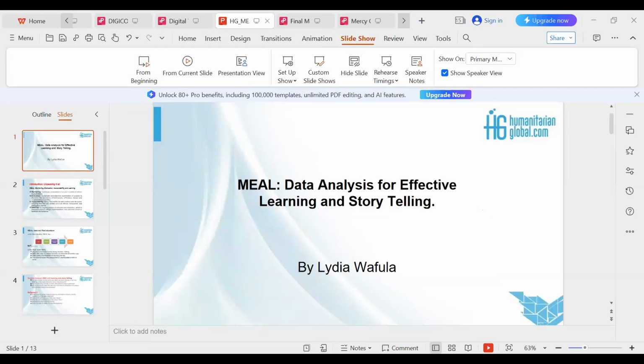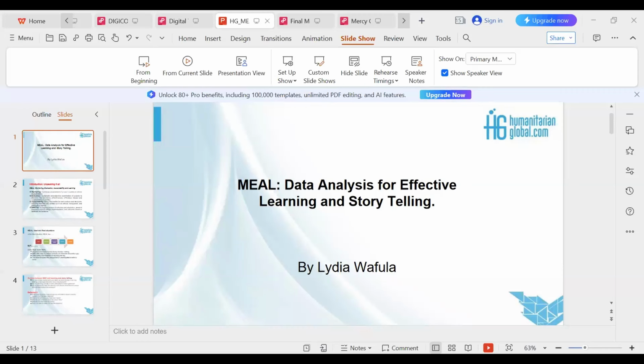So for today's session, what we are looking at is part one of how we use our data. Just as we've collected data, how do we use it to ensure that we effectively learn from it and effectively tell stories that can be utilized in the various fields of the humanitarian community that we work in.